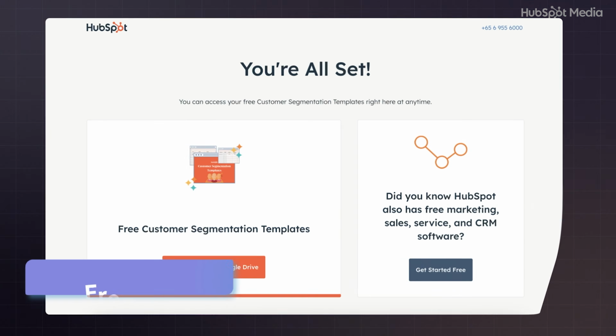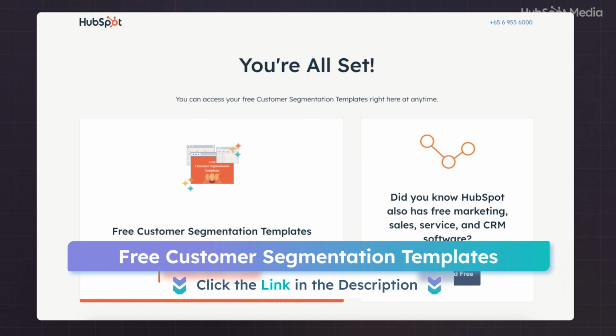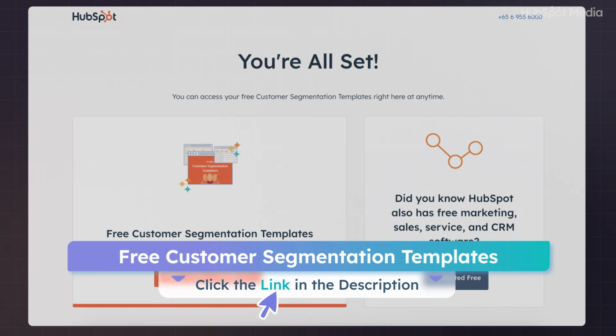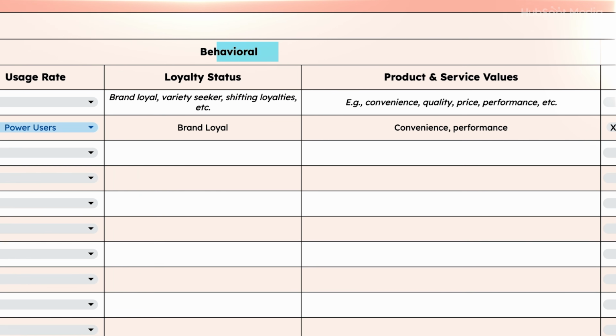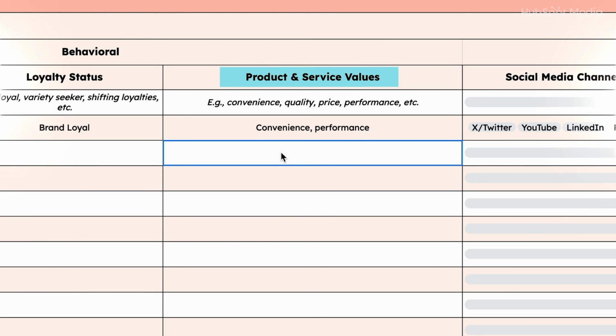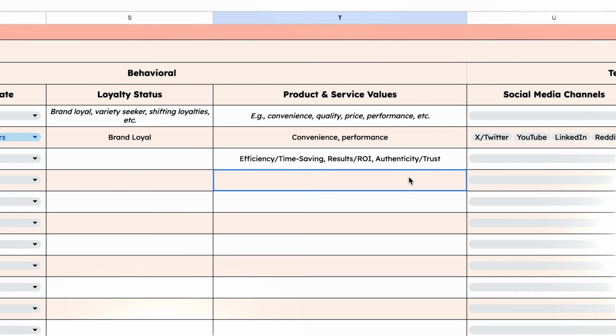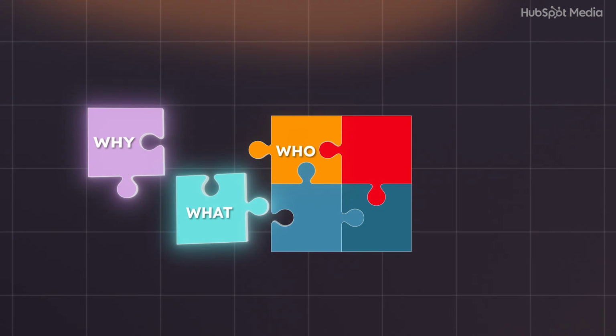Now, open your free HubSpot audience segmentation spreadsheet. Remember, it is linked in the description. Go to the behavioral section and find product and service values. Drop in the 2 to 3 core values that best represent what your offer stands for and how it builds trust. These values aren't just feel-good words. They'll shape your messaging, visuals, tone, and overall brand vibe. So this is where the magic starts.